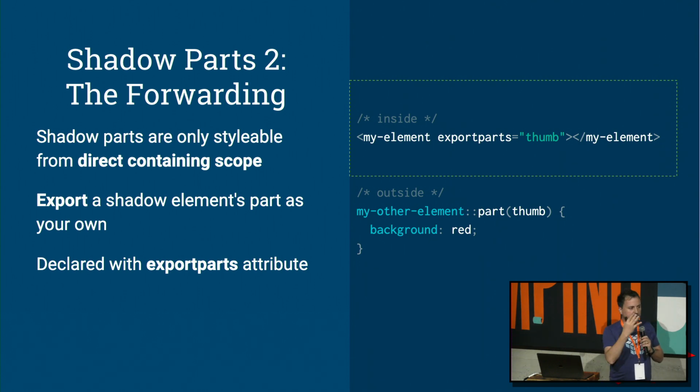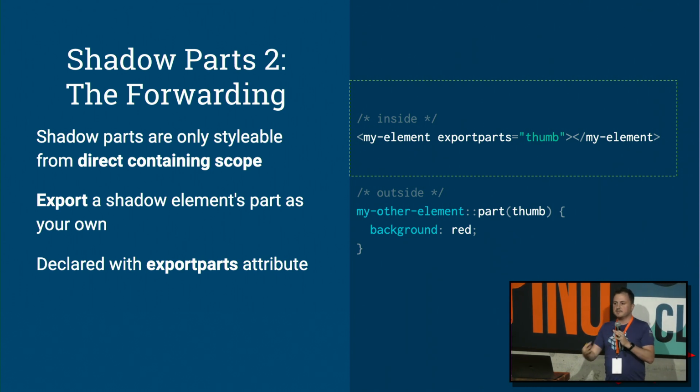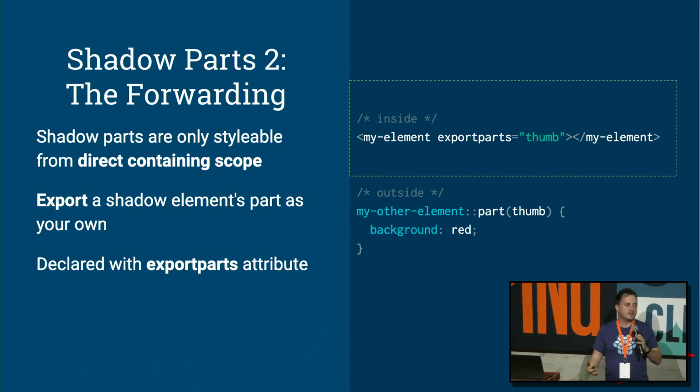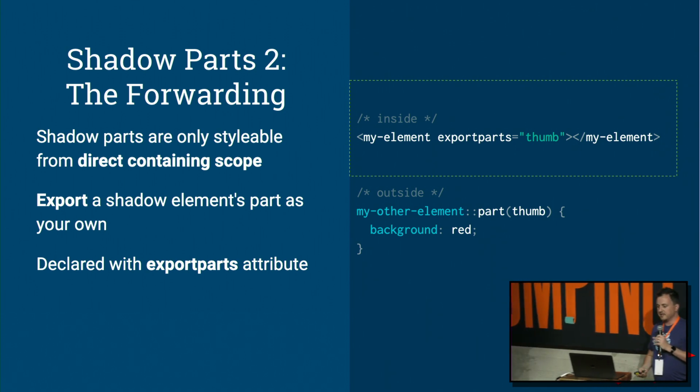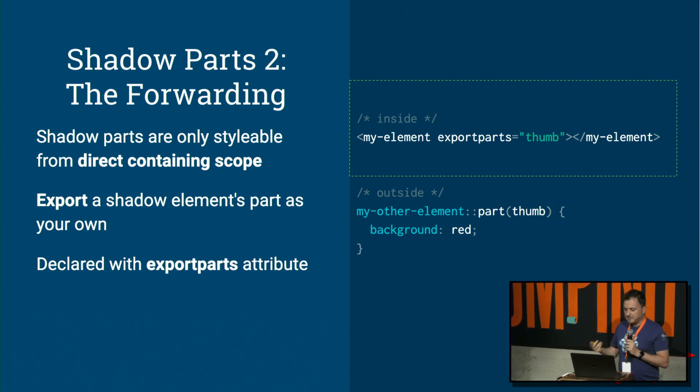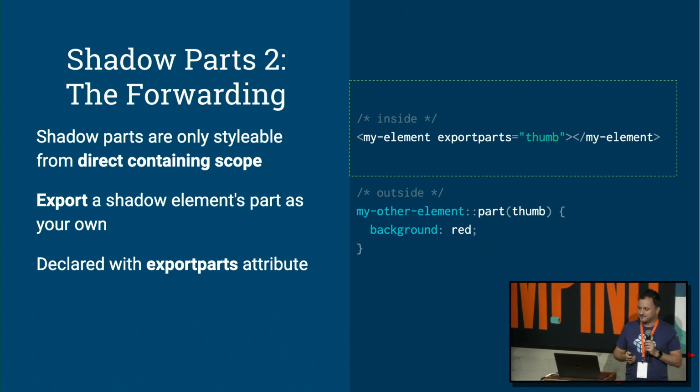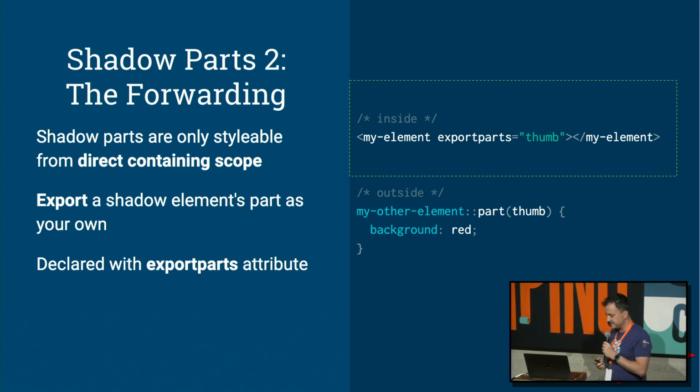So by forwarding parts up the tree, you can take parts that are declared deeply in your application and kind of gather them together and forward them all the way up the tree. That might be a little bit cumbersome, though. So we'll get to the solution for that in just a second.